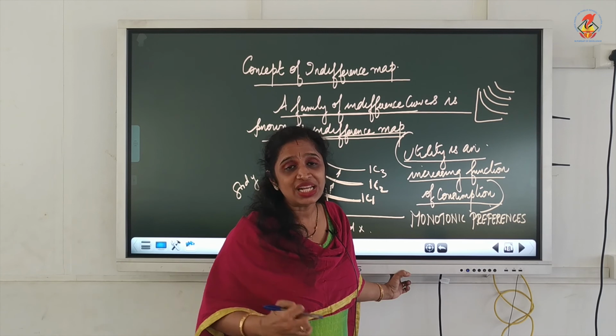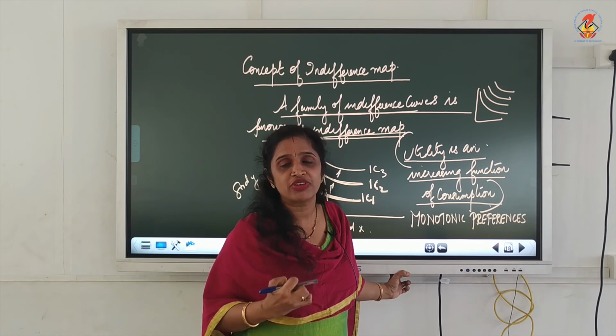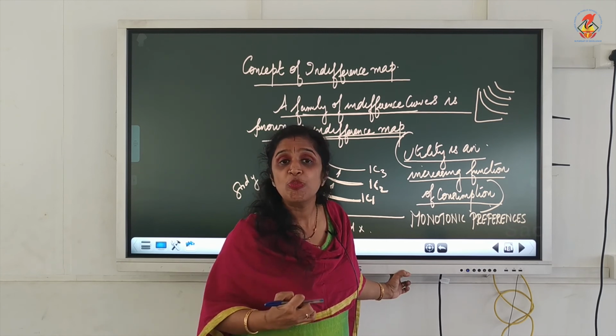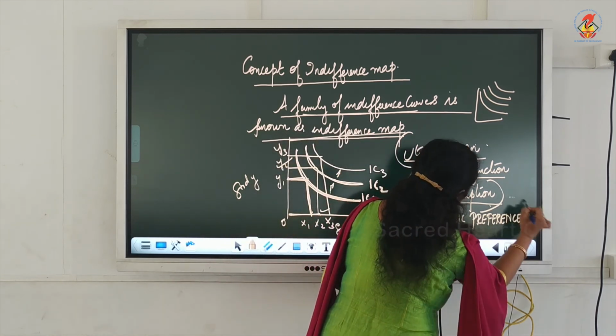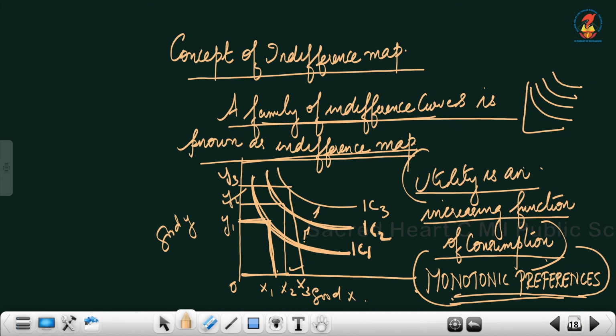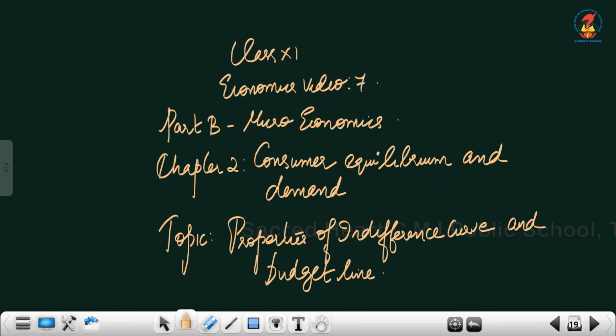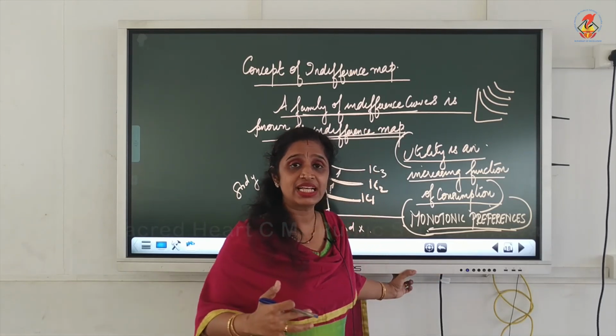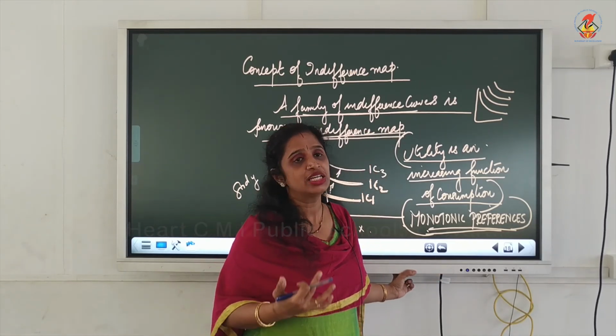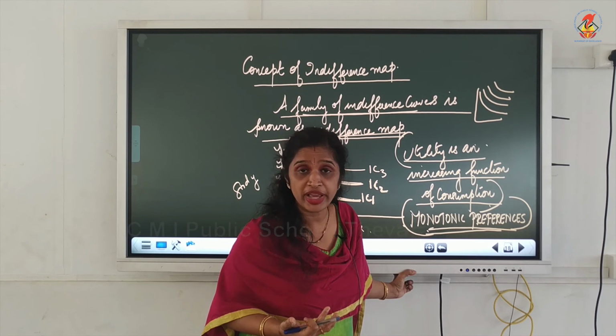So, utility as an increasing function of consumption, that concept is known as monotonic preference. Okay, so utility as an increasing function of consumption is known as monotonic preference.